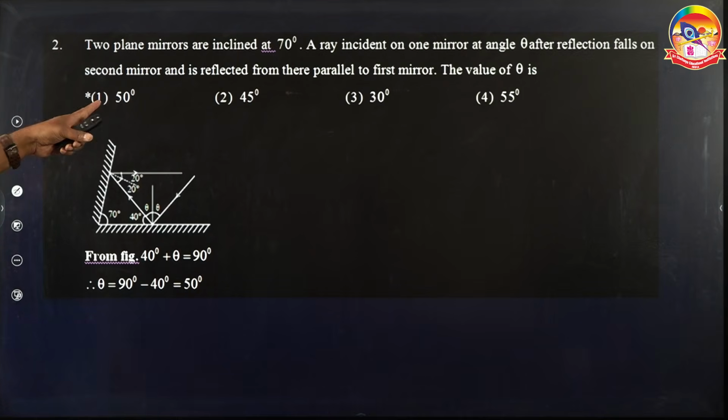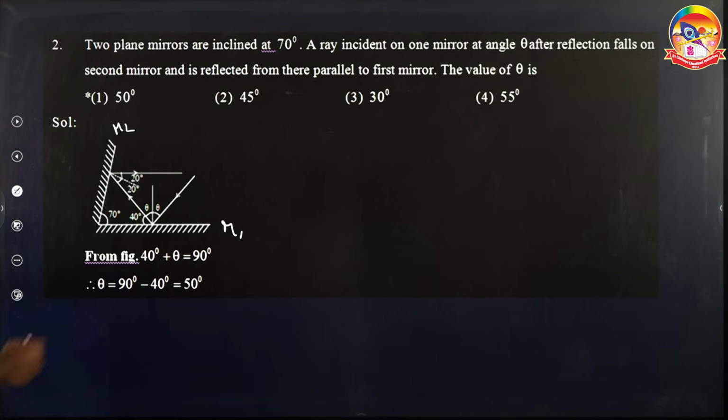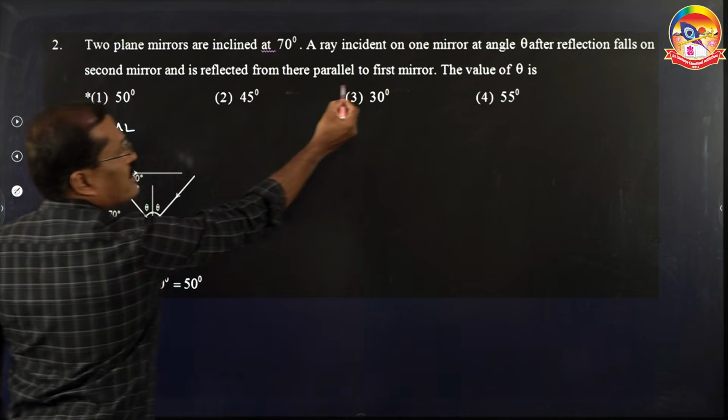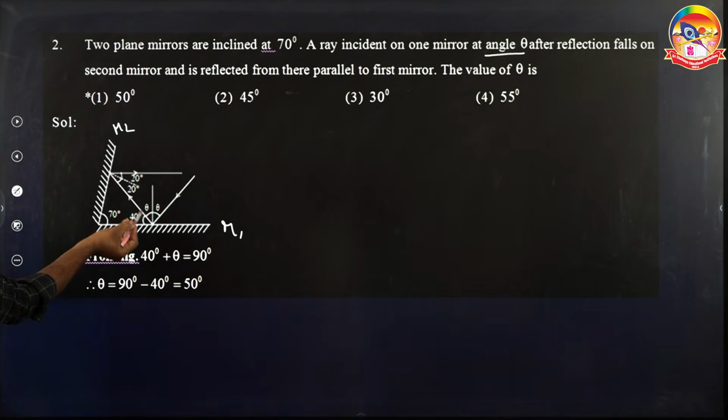Two plane mirrors are inclined at 70 degrees. A ray incident on one mirror at an angle theta, after the reflection falls on the second mirror and is reflected parallel to the first mirror. The value of theta is to be found out in this case. Now you can see, children, these are the two mirrors, mirror 1 and mirror 2, and the mirrors are inclined at an angle of 70 degrees. The ray is striking one mirror at an angle theta and gets reflected at the same angle, as the angle of reflection is equal to the angle of incidence.